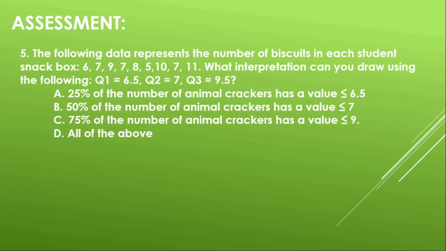25% of the number of animal crackers has a value less than or equal to 6.5. Letter B. 50% of the number of animal crackers has a value less than or equal to 7. Letter C. 75% of the number of animal crackers has a value less than or equal to 9. Or letter D. All of the above.